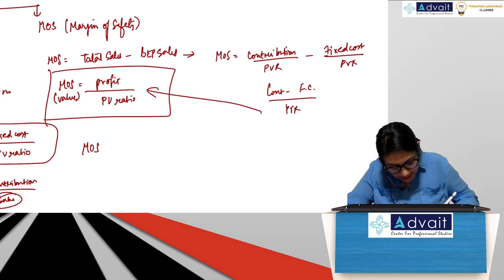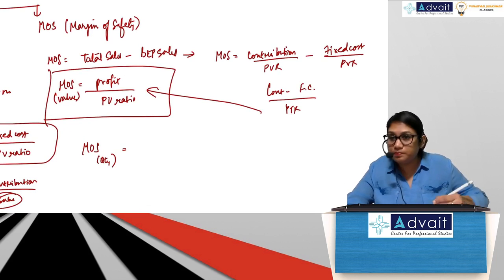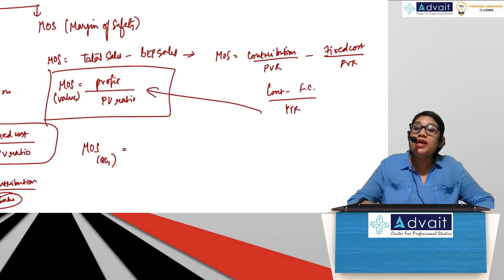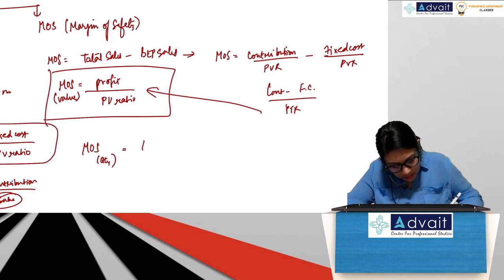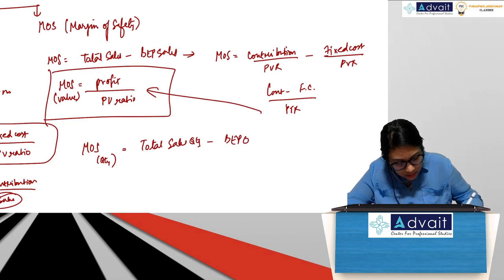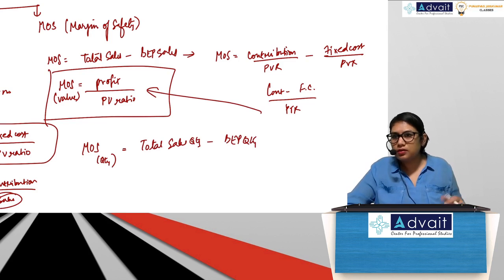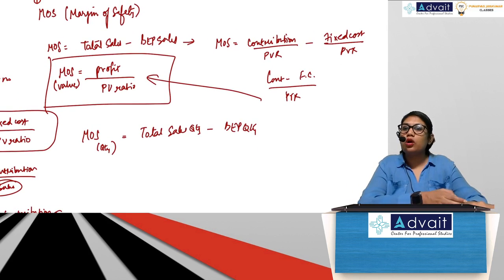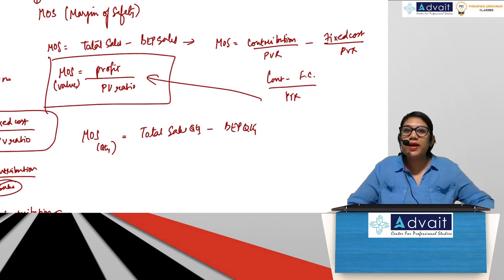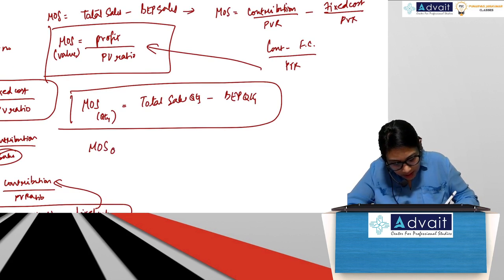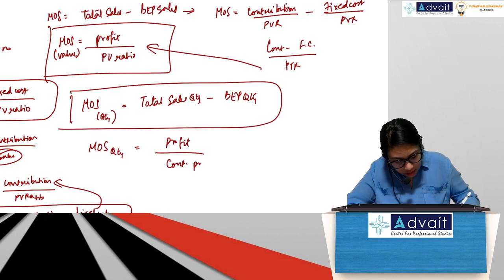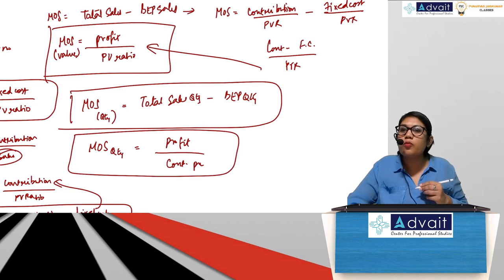Similarly, margin of safety in quantity. You want to know how many units you sold over and above BEP. So one formula is total sales quantity minus BEP quantity. Right? Total sales quantity minus BEP quantity. So in case 1, what did you do? 20,000 units minus 18,000 units. So this is one formula. Another formula is margin of safety in quantity, profit by contribution per unit. This is formula number 2.